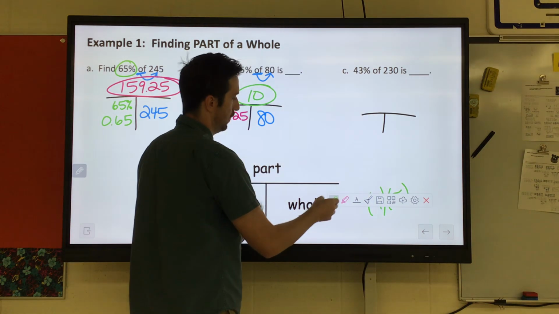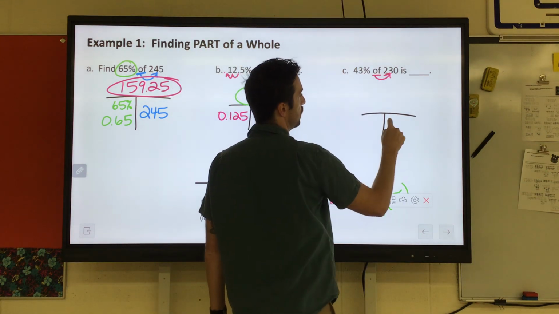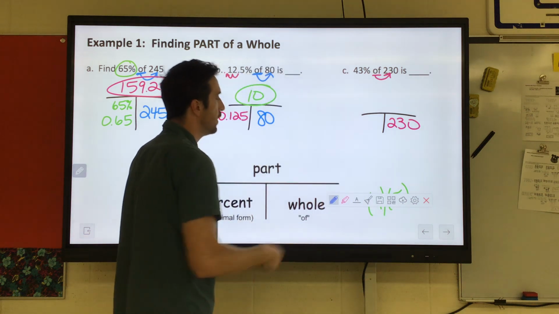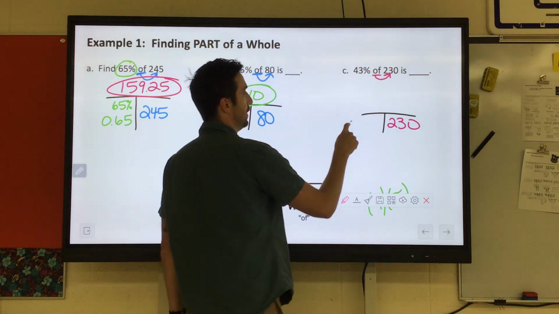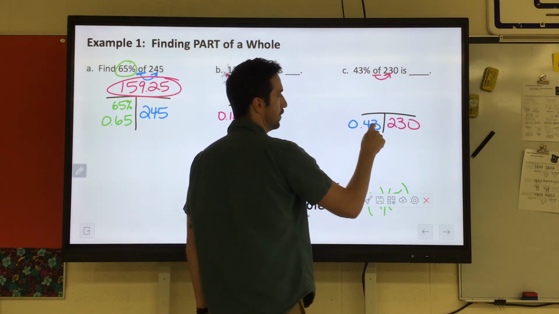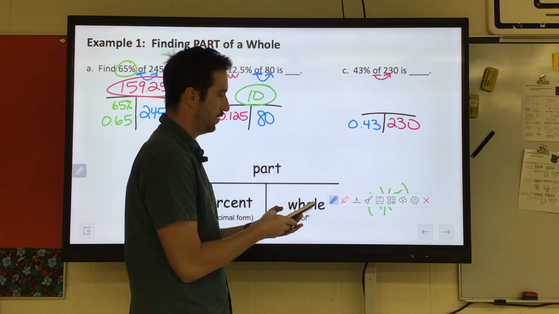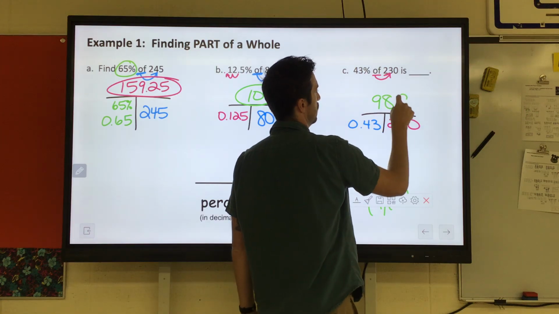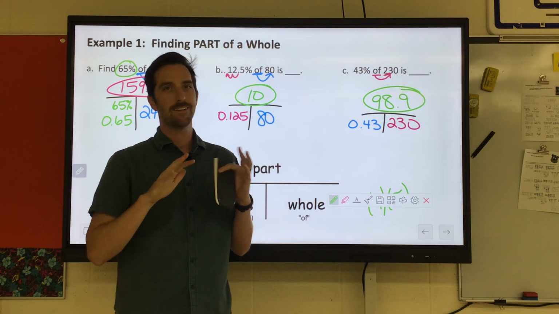So let's try this one. We look for the word of. Right after is the whole, 230. 43% is the percent, but we need it in decimal form. 43% is 0.43. 0.43 times 230, 98.9. Sick. So every one of those, we are finding the part.